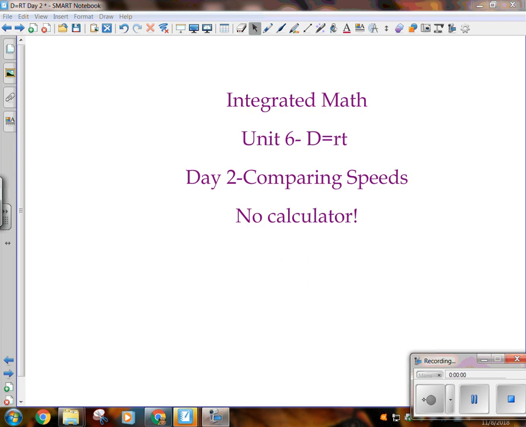Day 2 is still comparing speeds. We're still going to use the DRT. We're still going to do boxes, okay? We're going to try our best to imagine what it would be like doing these without a calculator, because remember, these are very likely, we see these on that first part of the test where you have no calculator allowed. So let's jump right in.